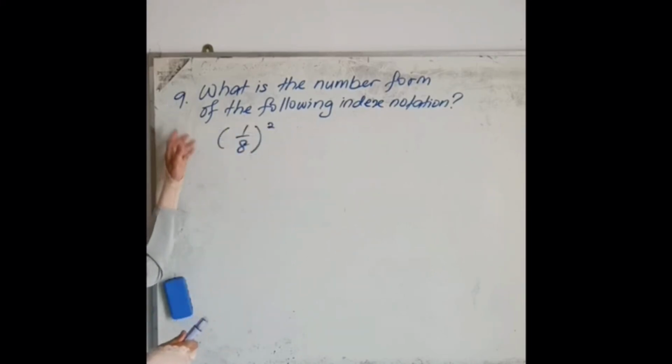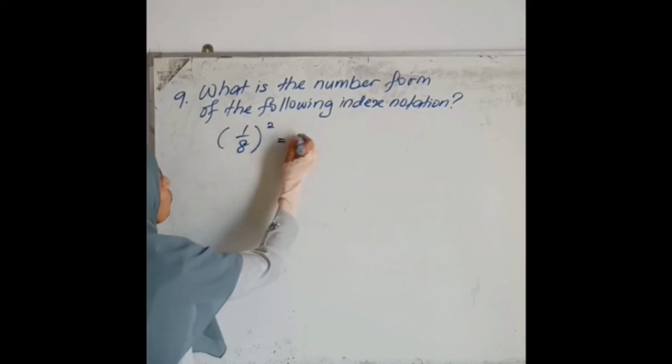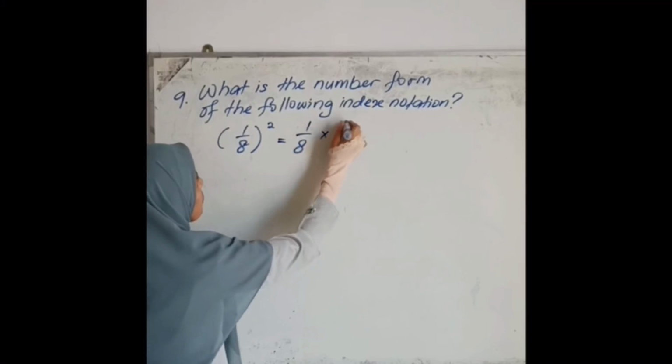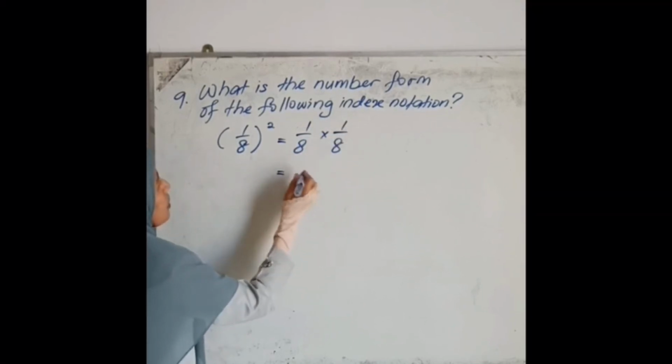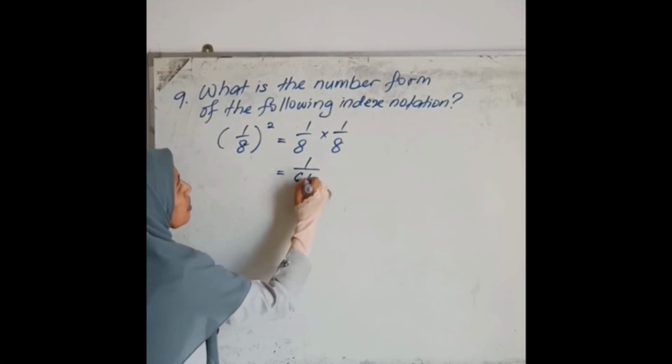Okay, number 9. 1 per 8 squared equals 1 per 8 times 1 per 8. So the answer is 1 per 64.